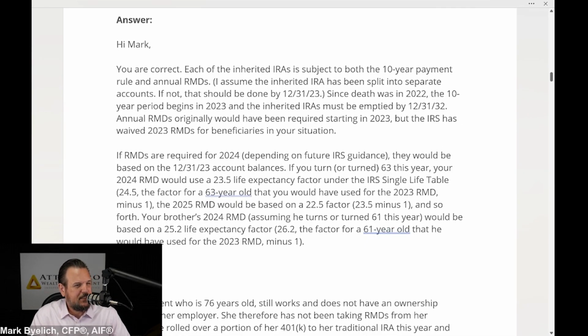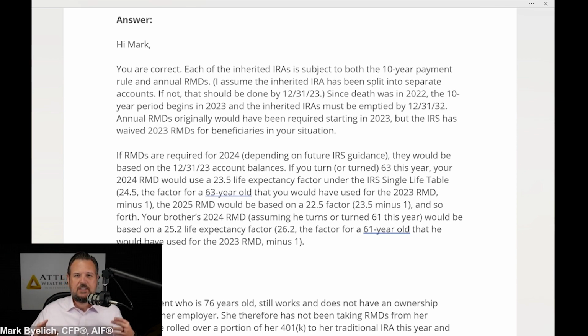Hi, Mark. Ian writes, you are correct. Each of the inherited IRAs is subject to both the 10-year payment rule and annual RMDs. I assume the inherited IRA has been split into separate accounts. If not, that should be done by 12/31/2023. Since death was in 2022, the 10-year period begins in 2023, and the inherited IRAs must be emptied by 12/31/2032.